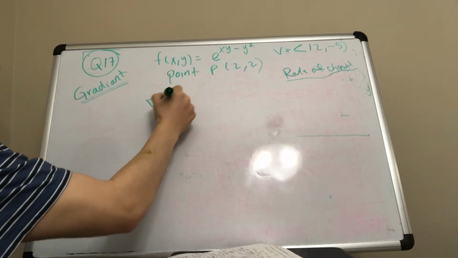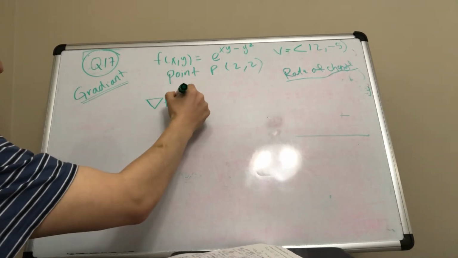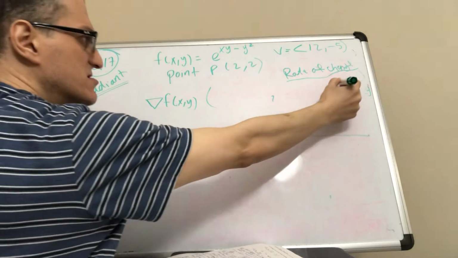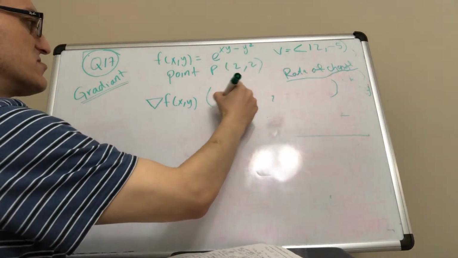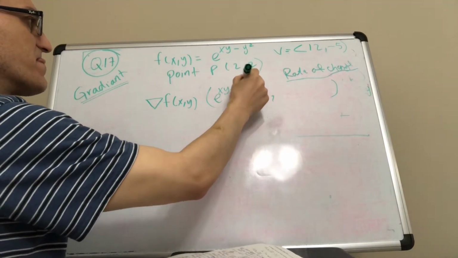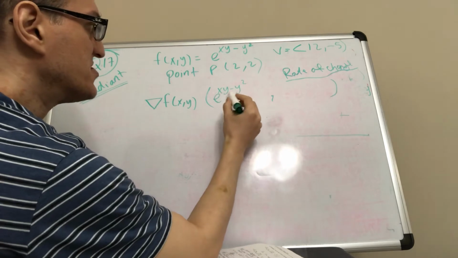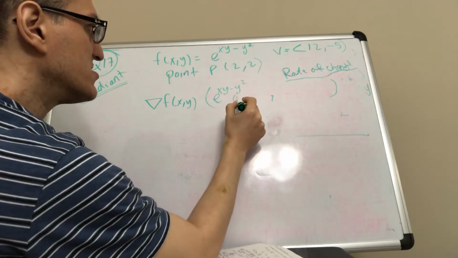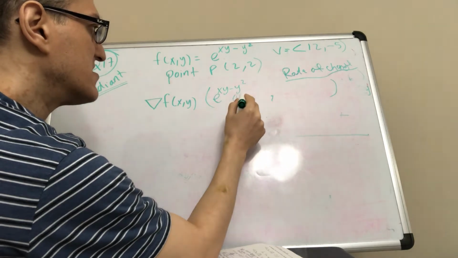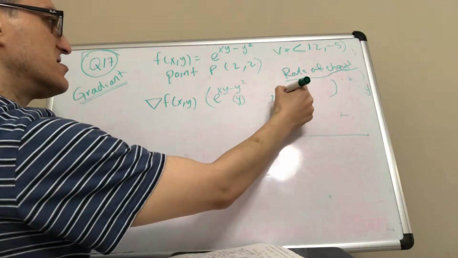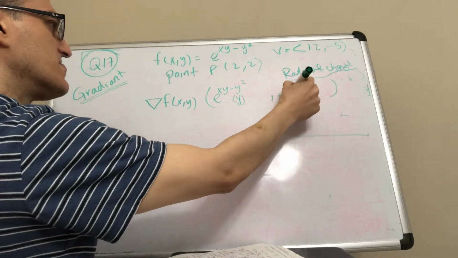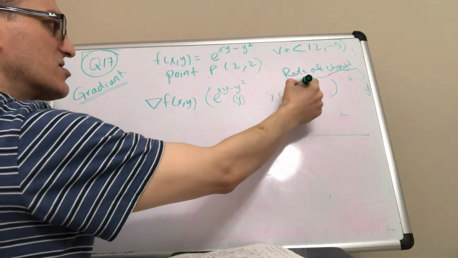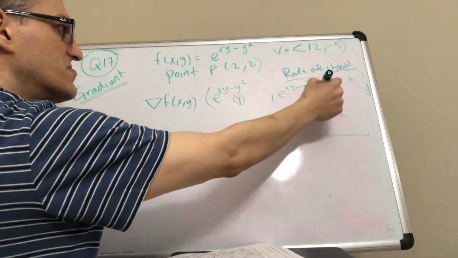The gradient is, we find the derivative for this in terms of x and in terms of y. In terms of x would be itself, e to the xy, times the derivative of the exponent. In terms of x, with constant y, the derivative of the exponent is y, and the derivative of the y squared, a constant, is 0. In terms of y, it would be itself times x, and the derivative of the y squared in terms of y is 2y.